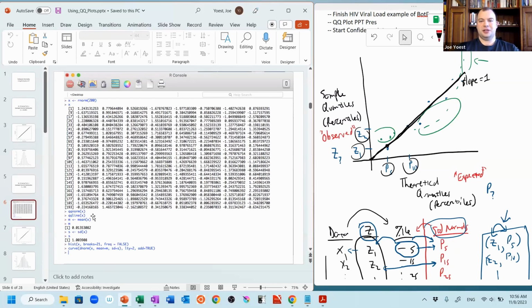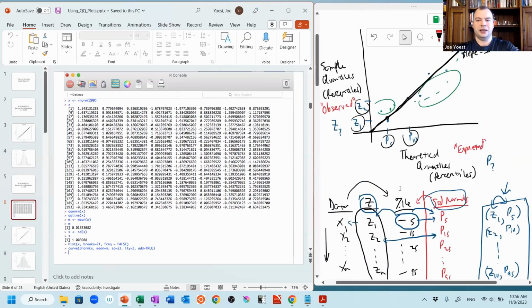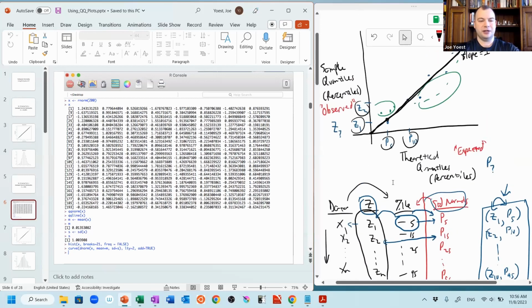Again, you can do this in Excel, but you have to basically make this chart from scratch. It's a good bit of work. It requires a good bit of background understanding about what you're doing when you're constructing the QQ plot.